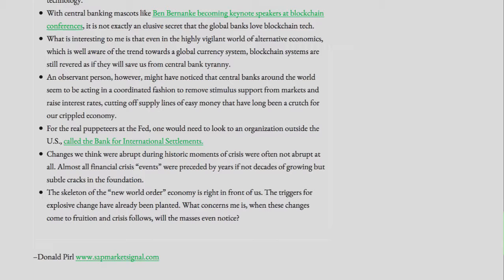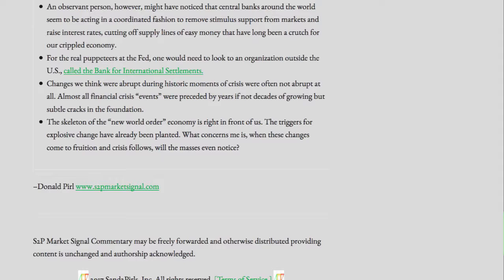What is interesting to me is that even in the highly vigilant world of alternative economics, which is well aware of the trend toward a global currency system, blockchain systems are still revered as if they will save us from central bank tyranny. An observant person, however, might have noticed that central banks around the world seem to be acting in a coordinated fashion to remove stimulus support from markets and raise interest rates, cutting off supply lines of easy money that have long been a crutch for our crippled economy.